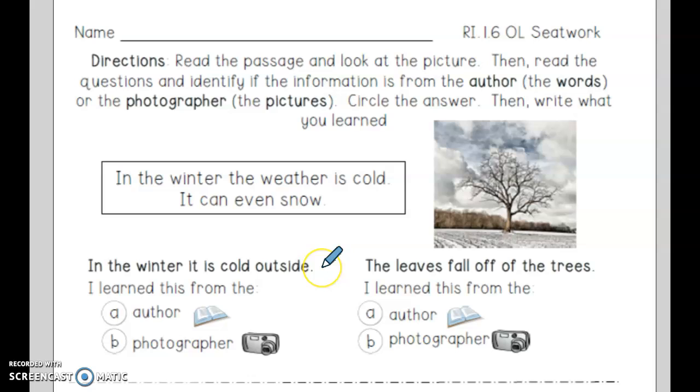So right here, the first question, in the winter, it is cold outside. Did I learn that from the author or the photographer? I learned that from the author. It says in the winter, the weather is cold. So I'm going to circle or shade in author. Now here in this question, it says the leaves fall off of the trees. It didn't say that from the author, but I noticed it in my photograph. So the photographer gave me that information.